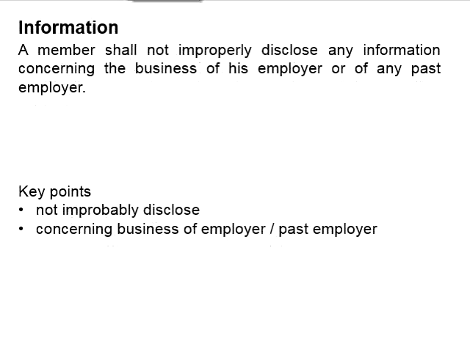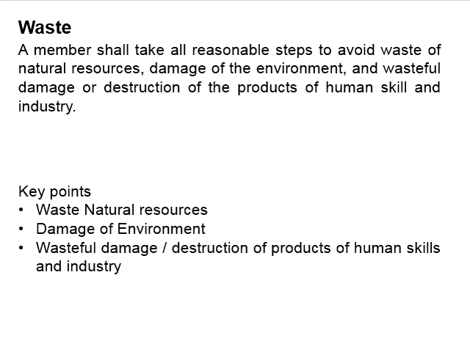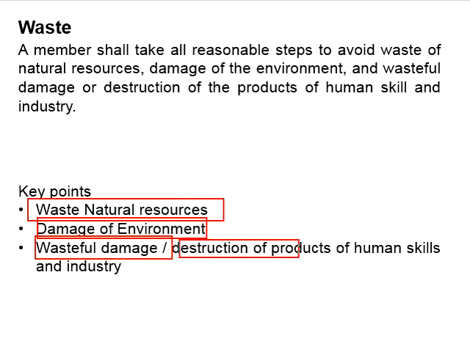Next is the information. A member should not improperly disclose any information concerning the business of the employer or any past employers. The key point will be not to improperly disclose the information regarding the business of the employer and the past employer. Next, a member should take all reasonable steps to avoid waste of natural resources, damage of the environment, and wasteful damage or destruction of the products of human skill and industry. The key point will be waste of natural resources, damage of the environment, wasteful damage or destruction of the products of human skill and the industry.